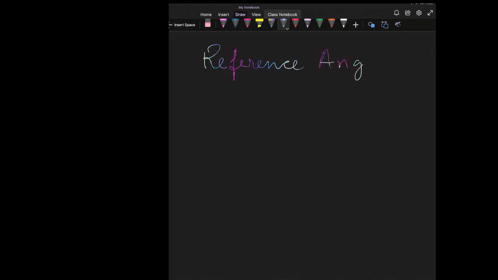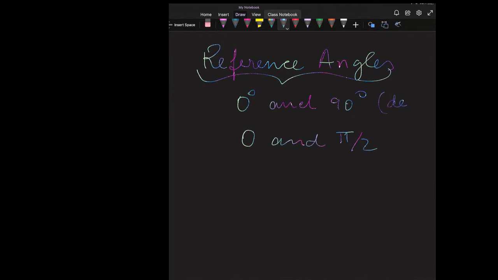So reference angles, they are acute angles, okay? And acute angles mean angles between 0 and 90 degrees. So reference angles, they are always positive angles between 0 and 90 degrees. If we're doing this in radians, that means between 0 radians and pi over 2. This is degrees, and this is radians.